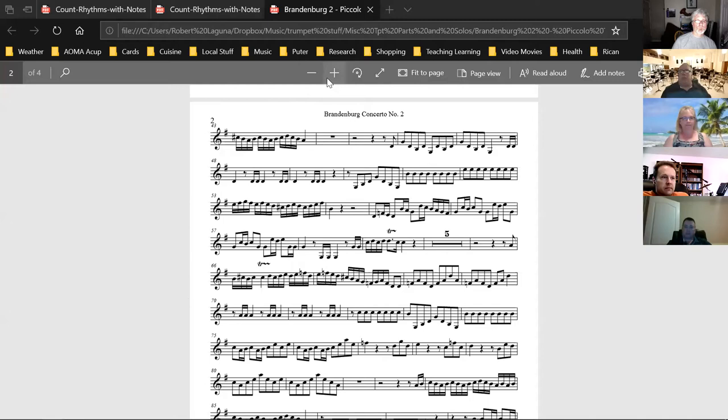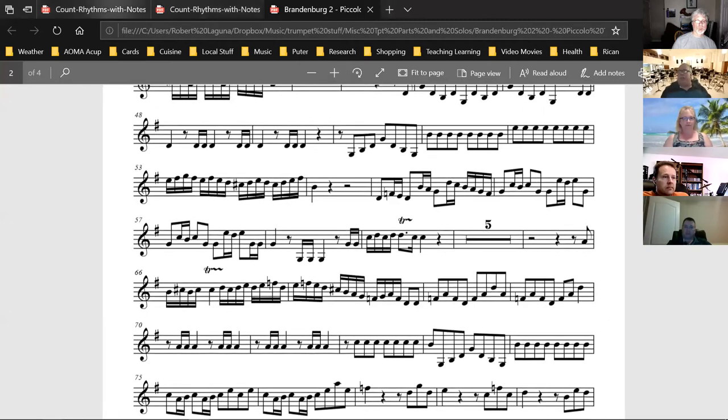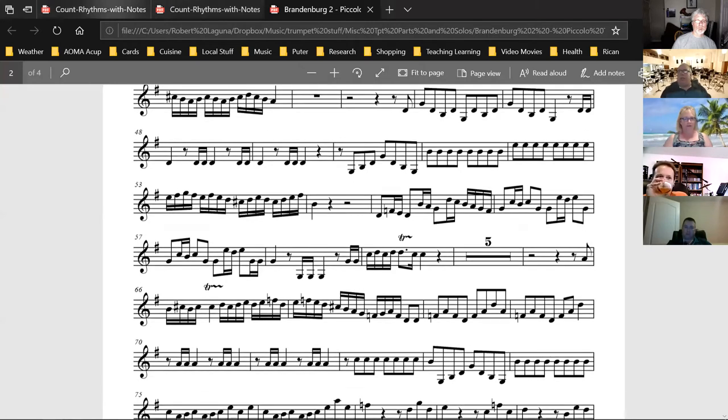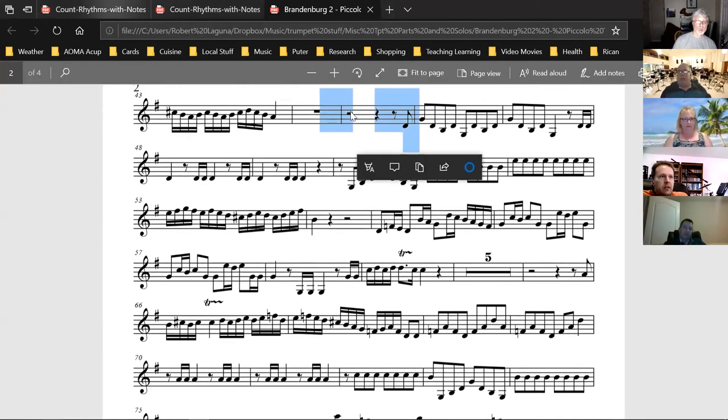I'm going to get it a little bit bigger than this. This is the Brandenburg Concerto. This is the same piece that we heard. However, this is the first movement. And I'm just going to use one phrase of this movement, from this measure right here to this measure. And we'll just call that one phrase.